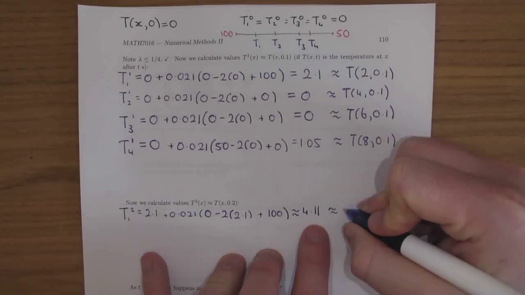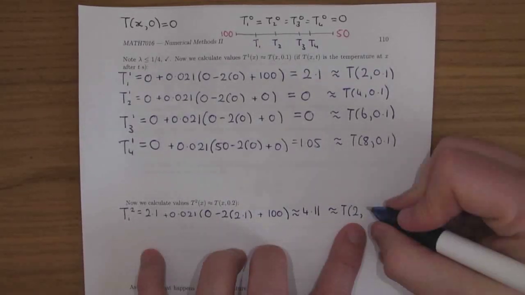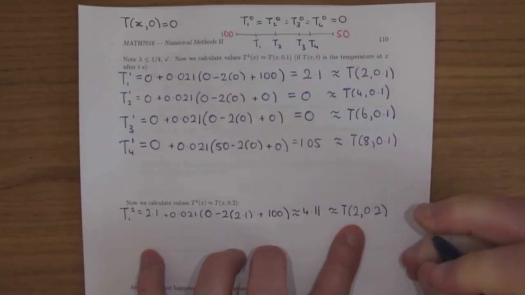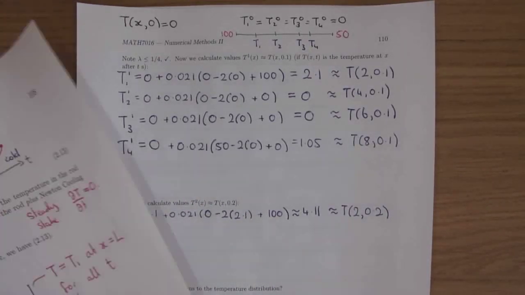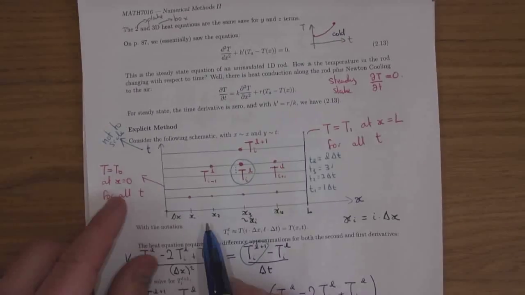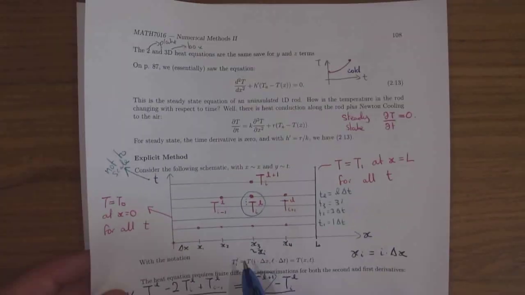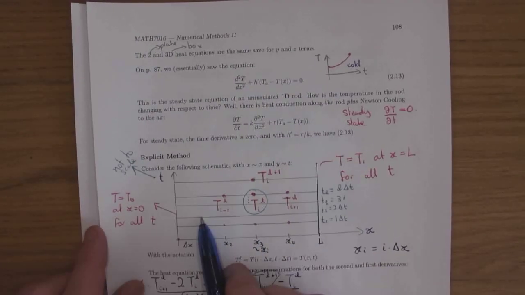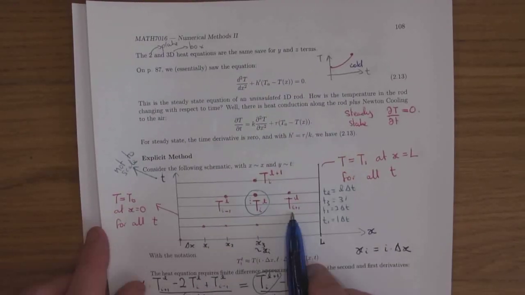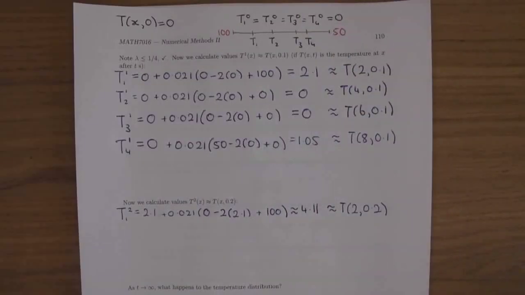So this is an approximation of the temperature at that point, which is x equal to 2, at the time 0.2. So what's going on here is, if you imagine this from the previous thing, we had the initial temperature distribution. Here, we've calculated the temperature after 0.1 seconds, and now we're going to calculate the temperature after 0.2 seconds. Now at the end of this, we'll say, when should you stop?